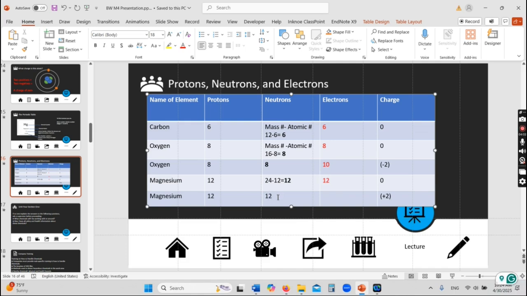Again, our neutrons are going to be the same in this case. If you've taken chemistry, you know the number of neutrons can change, but we are not going over that in here. So don't worry about it for this particular class.